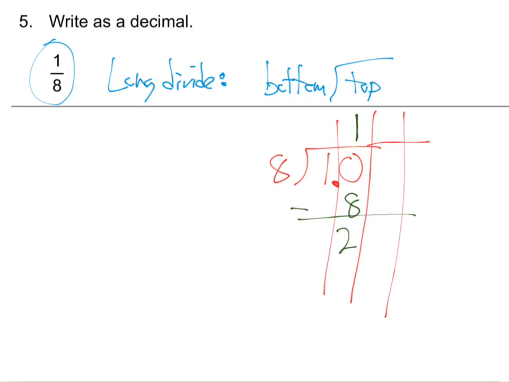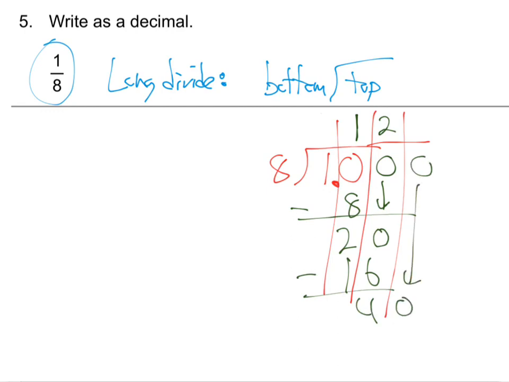Now, if we were wanting to go to a mixed number or something, we would stop. But we want a decimal, so you keep going. I add another 0. You remember all this, right? Bring it down. 8 into 20. 2 times 16. So 4, add a 0, bring it down. 8 into 40. 5 times. And there it is. Decimal goes straight up. So it is 0.125.